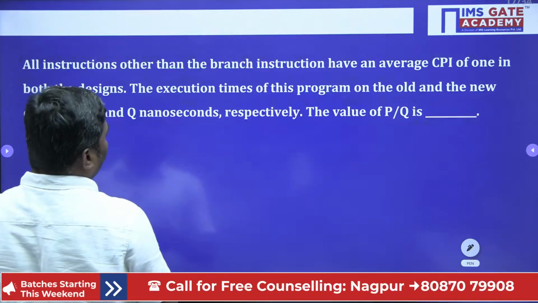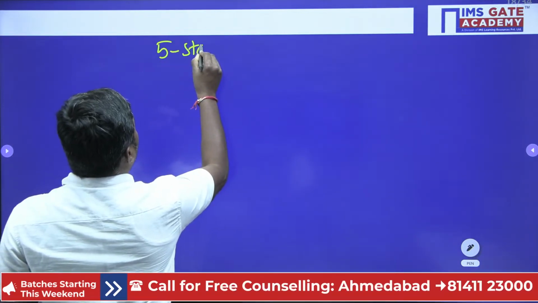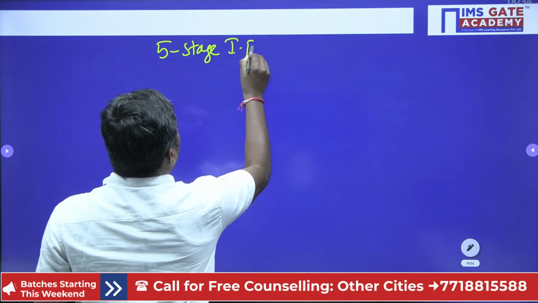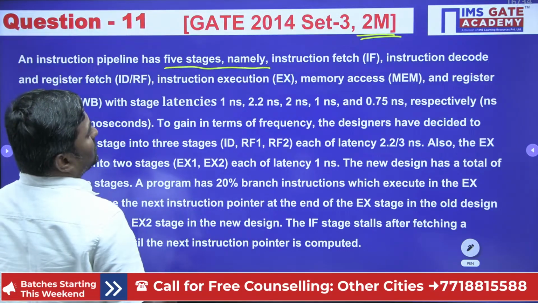So now let me mark it as per here. Like they said, 5-stage instruction pipeline. I am reading line by line, and I am marking also the 5-stage instruction pipeline. Can you tell me what are the stages here?